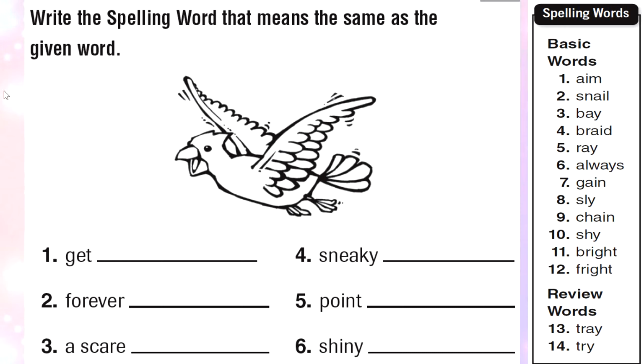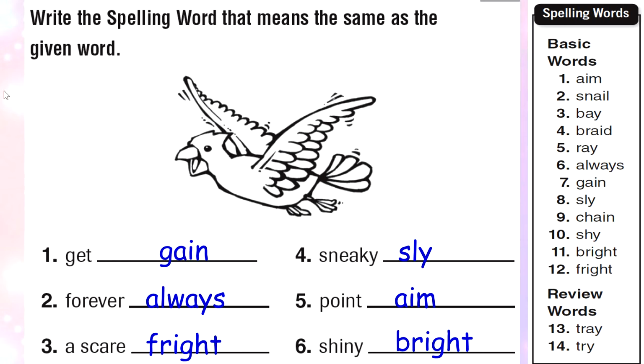Now time to check. Number 1. To get is to gain. Number 2. Forever means always. 3. A scare is a fright. 4. Sneaky like a fox is sly. 5. To point at something is to aim at it. And shiny means bright.